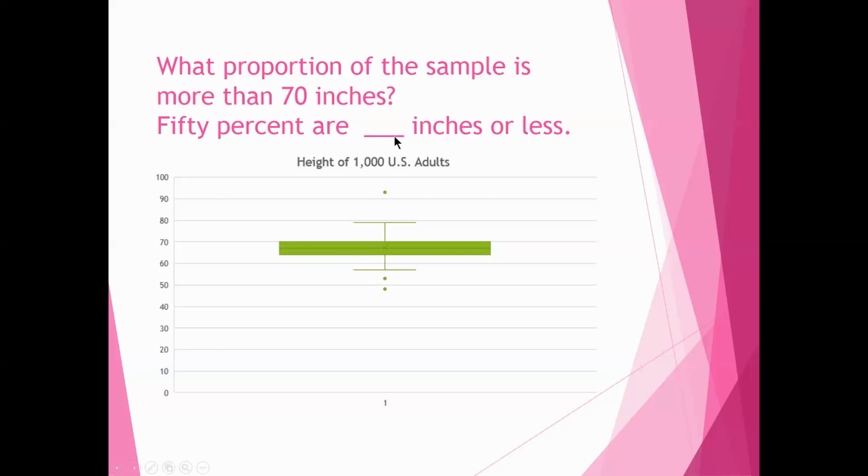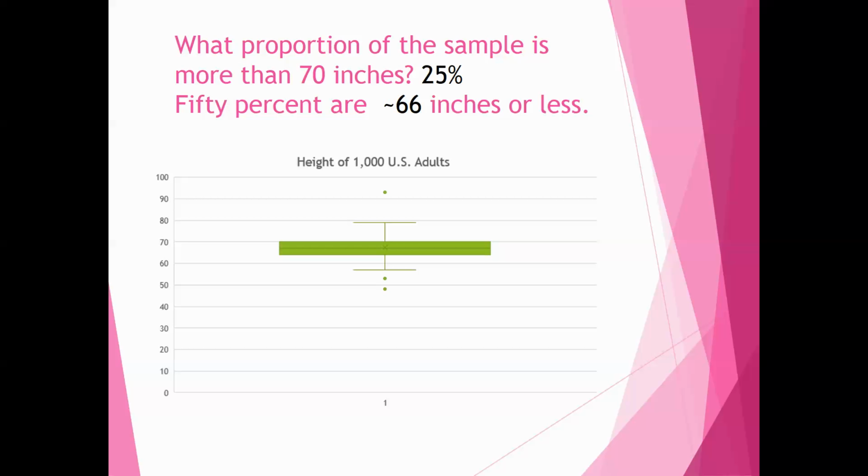So what proportion of the sample is more than 70 inches? Well, 25%. That's because it's at the top of this rectangle. 50% are how many inches or less? Well, again, that's this line, about 66 inches. I don't know, 65, somewhere in there. So that's how box plots work. And they can be especially useful.